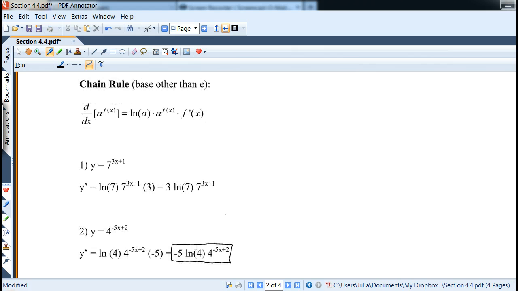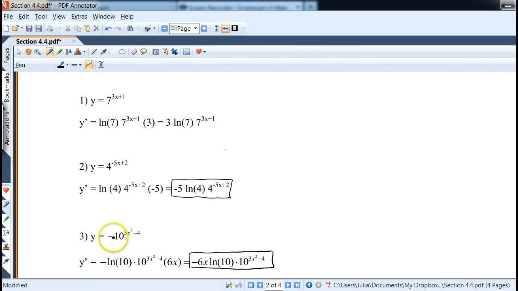Okay. Now let's take a look at another one. Y equals 4 to the negative 5x plus 2 power. Again, base is the 4. So the y prime is a ln of 4 times 4 to the negative 5x plus 2 power itself times the derivative of negative 5x is negative 5 and 2 goes away. And again, we can bring negative 5 to the front. So that's how we do that.